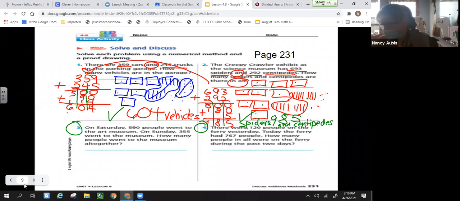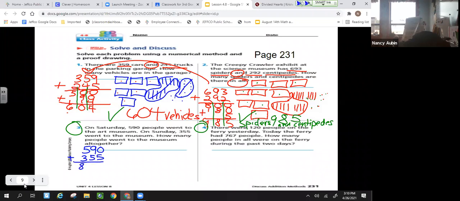All right, if you haven't finished, you can do it along with us. On Saturday, 590 people went to the art museum. On Sunday, 355 people went to the museum. How many people went to the museum all together? We know we're adding. Why do we know that, Sunny? All together. And so you should have said 590 plus 355, right?